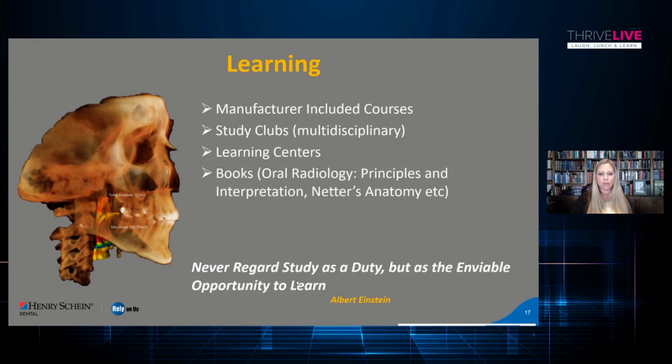I think one of my favorites for radiology is Oral Radiology: Principles and Interpretation. Fantastic book. It's a great, beginner-friendly book as well. Of course, Netter's Anatomy. We all probably still have that left over from dental school days. Your anatomy actually doesn't really change. So you can pull out that book and start going through that and looking at your scan and comparing what you're seeing. And there's, of course, online resources.